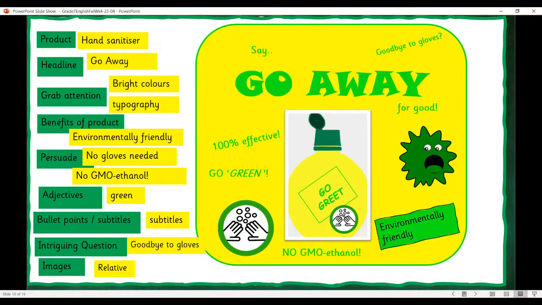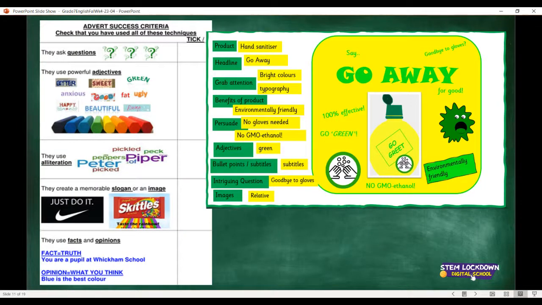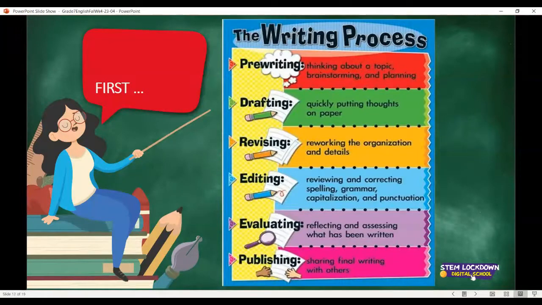So feedback from you, you can just put it in the Q&As and I'll have a look at it afterwards. Feedback from you, what can I improve on? What can I add? What can I leave out? Remember what I said, you can always improve something. So improve my advert. That's your challenge. Hope the challenge is accepted. Okay, so then you're publishing. You share your final writing with others, which I've asked you to do on Flipgrid.